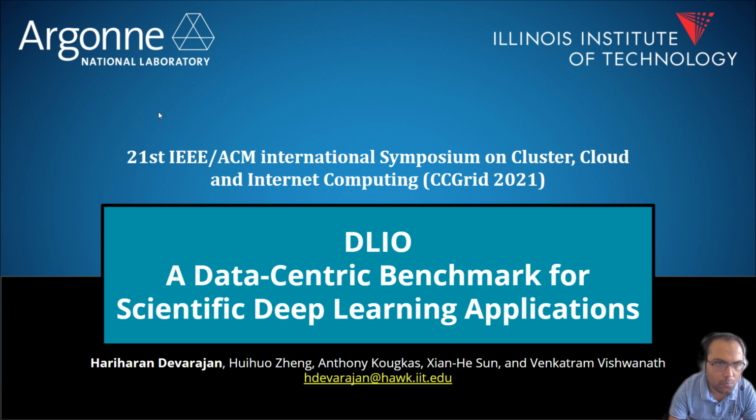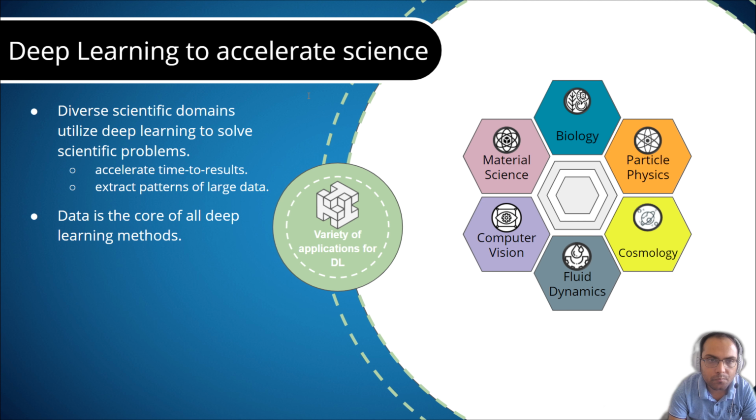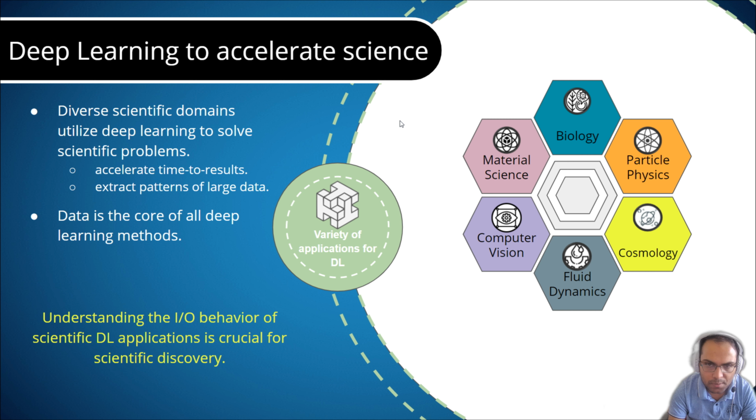Today I'll be talking about my work called DLIO, a data-centric benchmark for scientific deep learning applications. Scientists utilize deep learning methods to reduce computation complexity in their applications. It is used in a variety of domains such as material science, biology, particle physics, and many more as shown on the right. Efficient ingestion and processing of data is crucial for the efficiency of deep learning methods, as seen often in cloud environments. However, the data characteristics of deep learning methods in these scientific domains is not well understood.